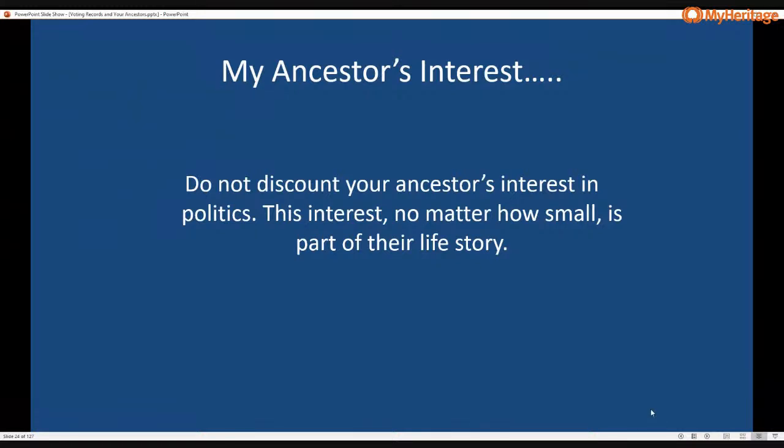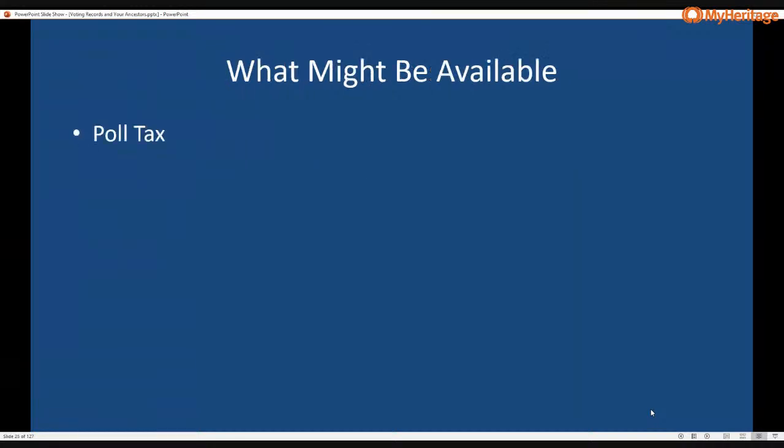Do not discount your ancestors' interest in politics or voting. Maybe they weren't heavily into the political side of it, but they voted. They cared about the issues of their day. So this interest, no matter how small, is part of their life story.